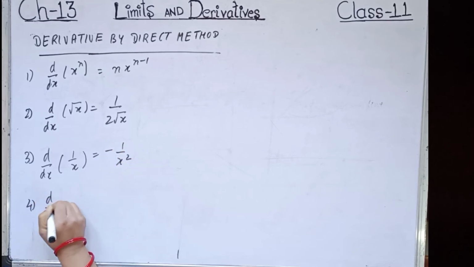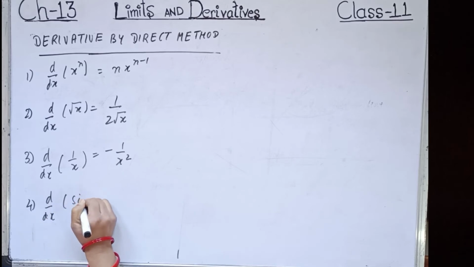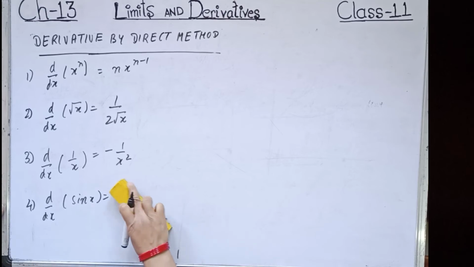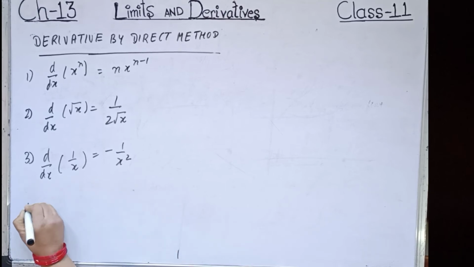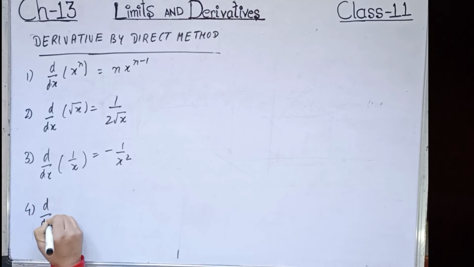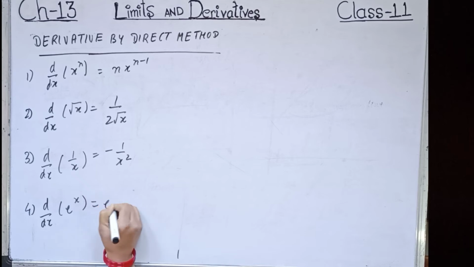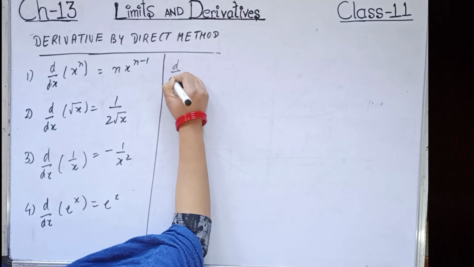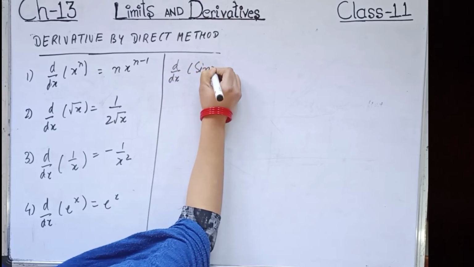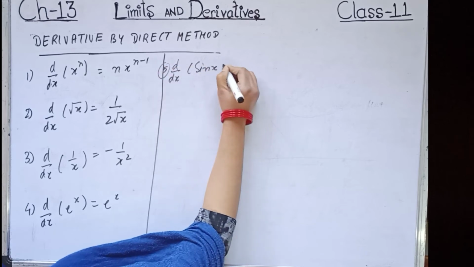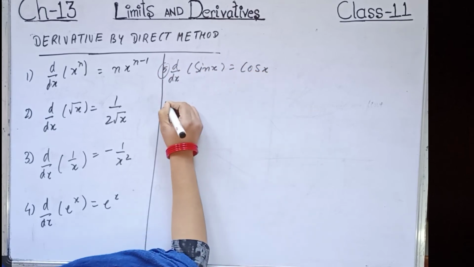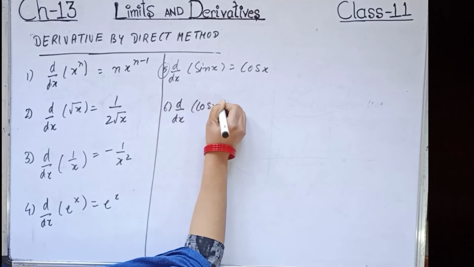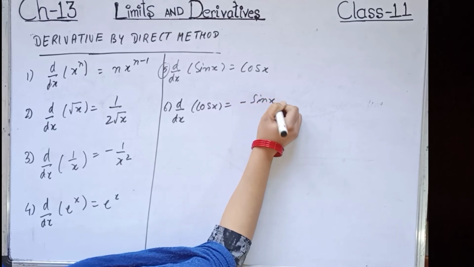Number 4, d by dx of e power x equals e power x only. I'm writing the trigonometric formulas at another place. Number 5, d by dx of sin x equals cos x. Number 6, d by dx of cos x equals minus sin x.